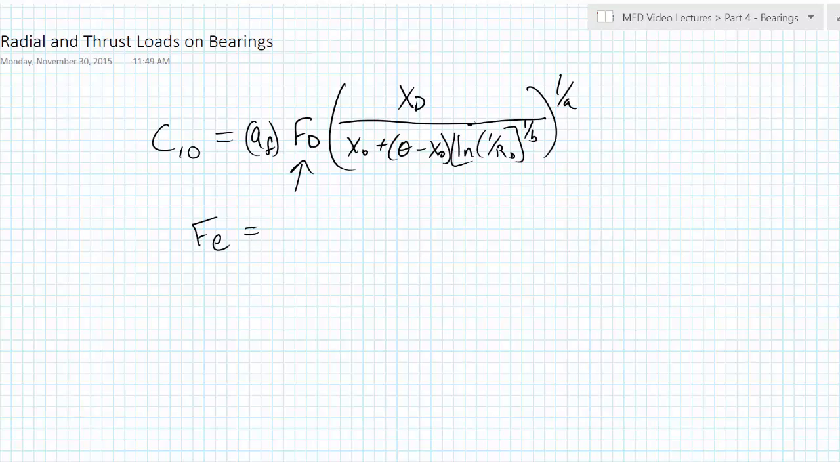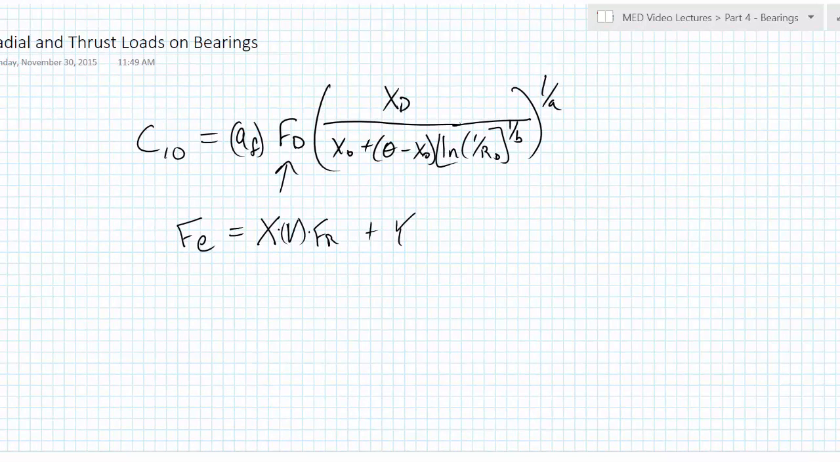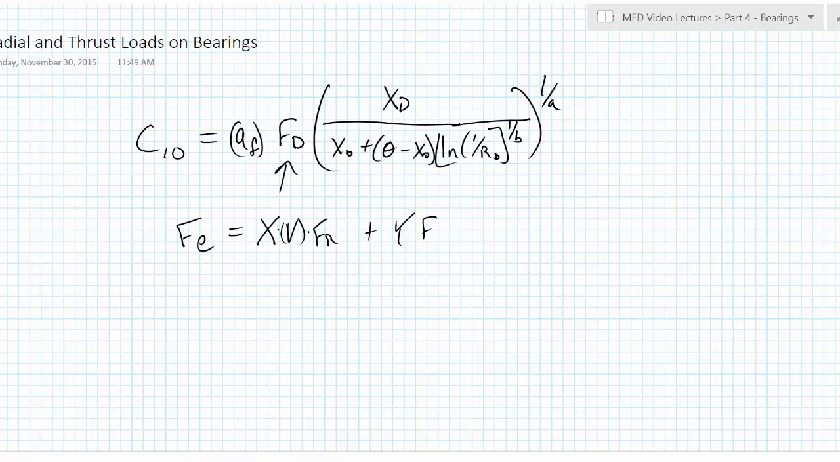And this Fe is based on a value of x and y. There's a factor V here for whether we're talking about inner or outer ring rotating, times the radial force, plus a y factor, which will multiply times the axial portion of the force, or the thrust load.